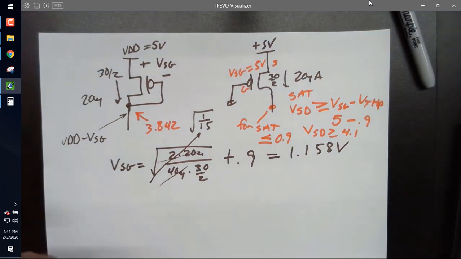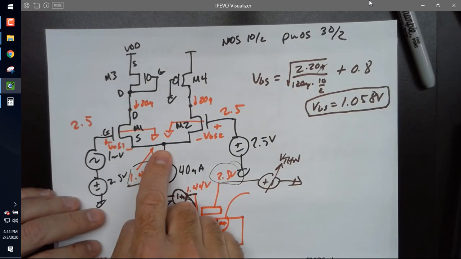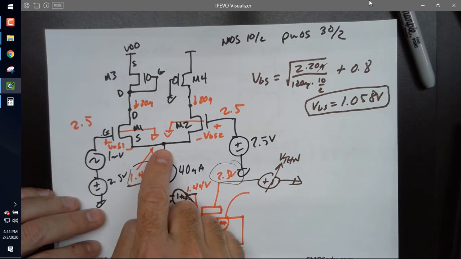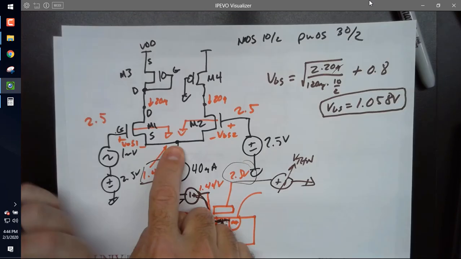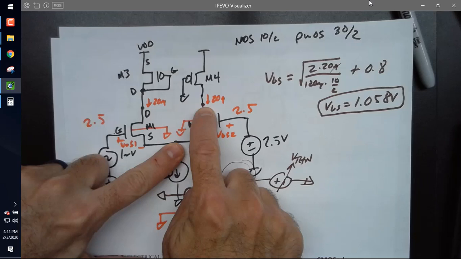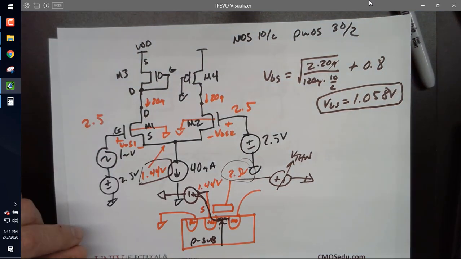So I look at it and I go, wait a sec. There's no way for that to happen because this voltage is 1.44. There's no way for this to be in saturation then. Because if this is at 1.44, how can this be at less than 0.9? It would mean current's flowing backwards. Does everybody follow that?